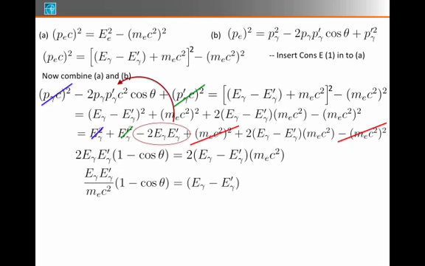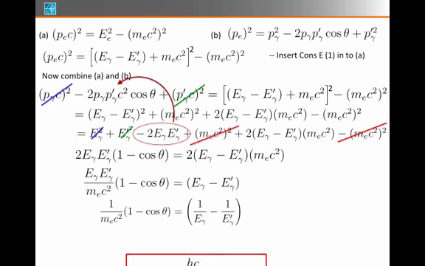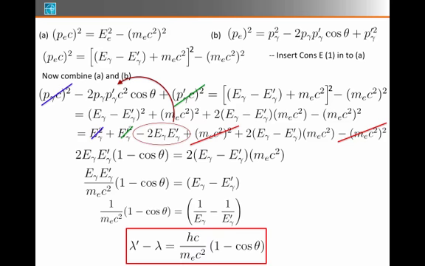I can factor this a little bit more and divide both sides by mc squared, and then divide both sides of the equation by the product of the energies. That's useful because on the right-hand side I see I have two 1 over energies here, 1 over the incident energy minus 1 over the final energy. And if I remember that for a photon, hc over lambda is an energy, I can write this right-hand side of the equation as just lambda prime minus lambda equals hc over mc squared, 1 minus cosine theta.